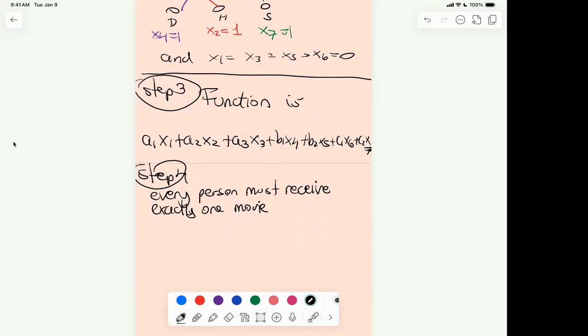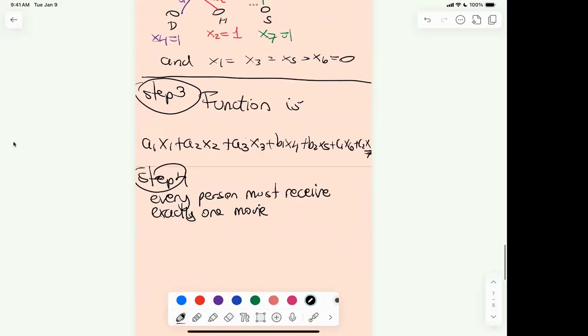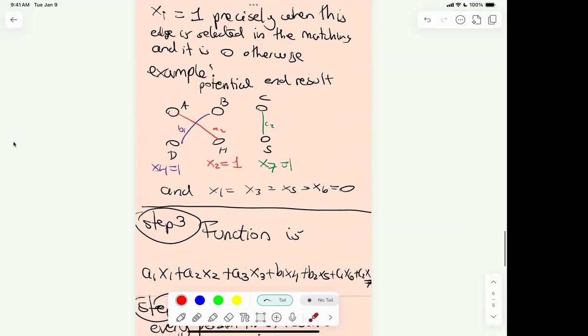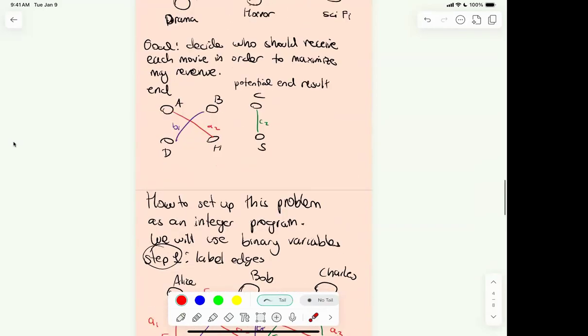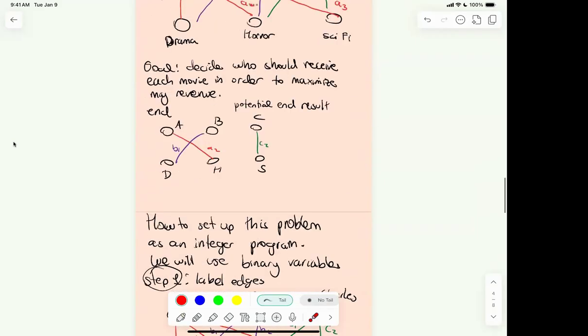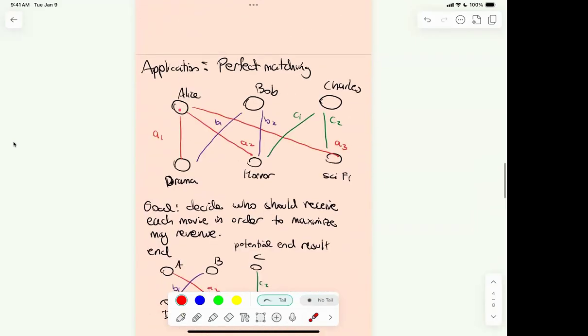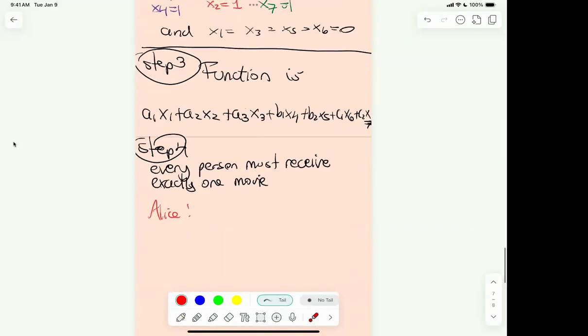Let's just start with Alice. So Alice was red, right? What are the edges that come out of Alice? The red ones, A1, A2, A3. Of these 3, only one can be activated for Alice, because if 2 are turned on, then she would have received 2 movies. This is related to logic, but the way to force that to happen is by this.